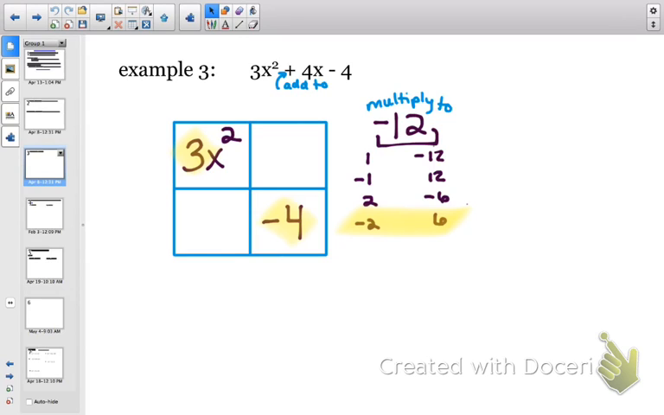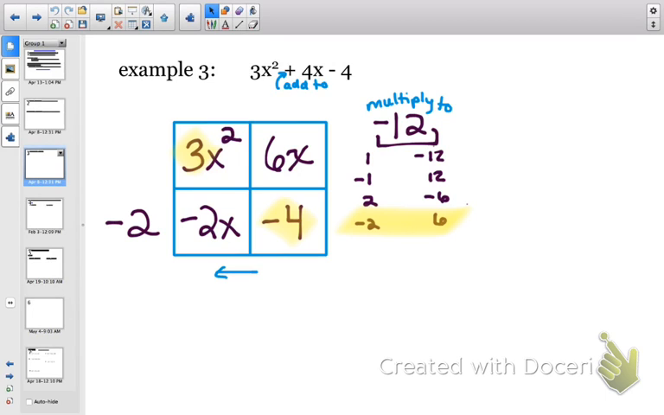Once again, it doesn't matter which one I put where, as long as I make sure I attach them with x's. So I'll put negative 2x in the bottom left and 6x in the top right. Again, you can swap those two and still get the same answer. Now we're going to do our GCF factoring. Let's start with the bottom row, negative 2x and negative 4. They're both divisible by 2.